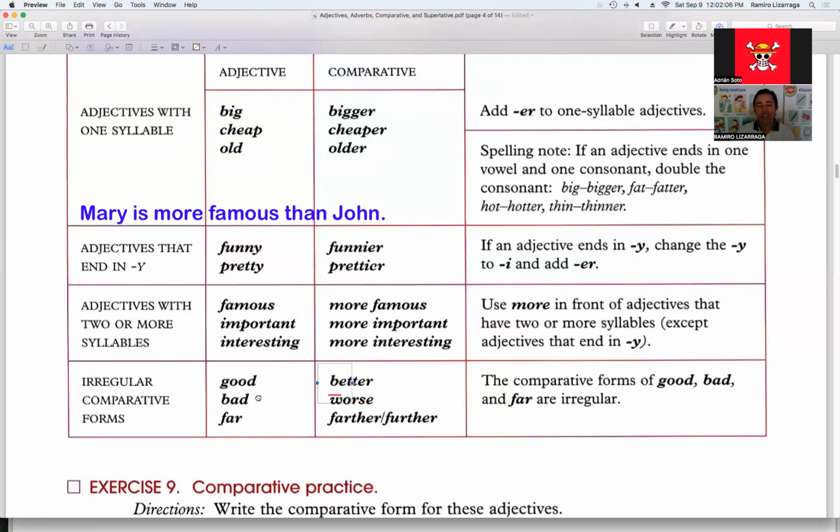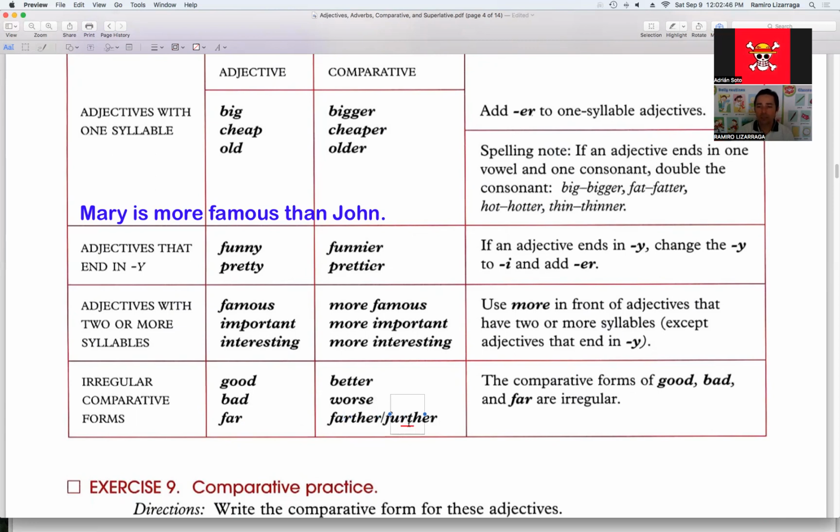Entonces, como les digo yo, estos son adjetivos irregulares, ¿no? Estos son los adjetivos y estos son los adjetivos comparativos. Good, better, bad, worse, far, farther o further. Hay dos formas de decirlo, ¿no? Es como ustedes gusten. Farther, further. A ver, practiquen por favor. Farther, further. Es un poquito complicado ahí. Pero practiquen ustedes en casa. Far, farther, further.